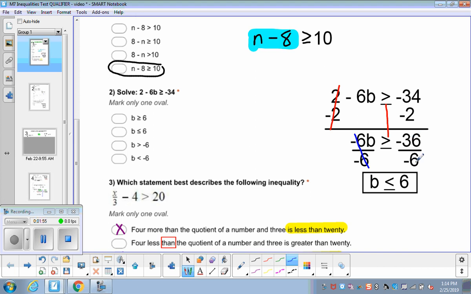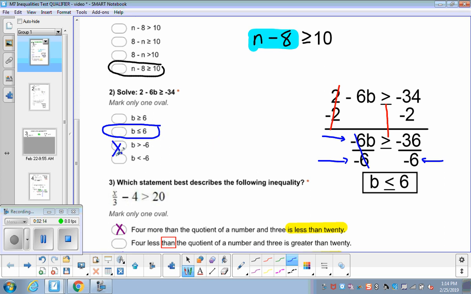Over here, this negative divided by negative is a positive 6, and we will flip the symbol because we divided by this negative number right here. Because we have a negative coefficient, we are dividing both sides by a negative, and that is why we flip the symbol. And over here, we're going to select this second answer choice.